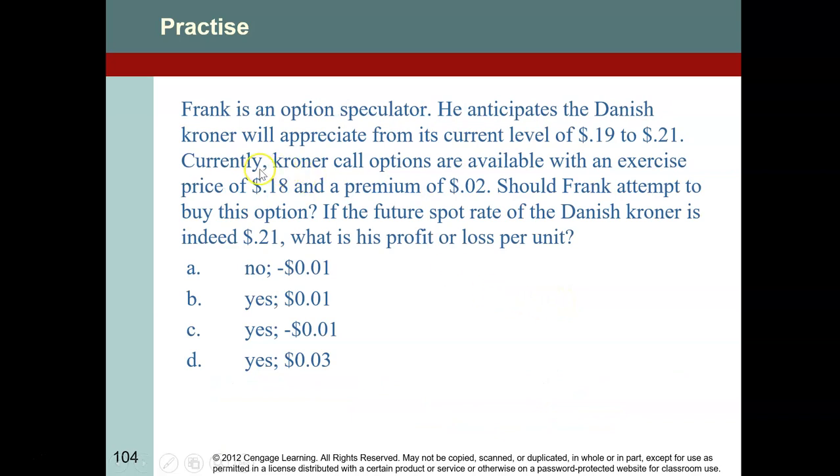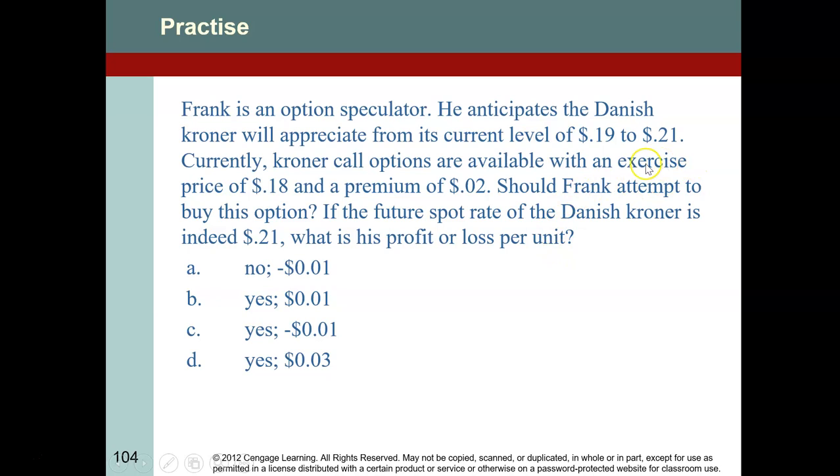Okay, next practice. Frank is an option speculator. He anticipates the Danish kroner will appreciate from its current level of 0.19 to 0.21. Currently, kroner call options are available with an exercise price of 0.18 and a premium of 0.02. Should Frank attempt to buy this option? If the future spot rate of the Danish kroner is indeed 0.21, what is the profit or loss per unit?